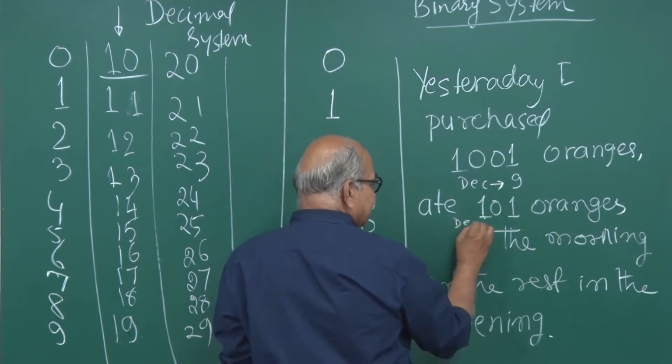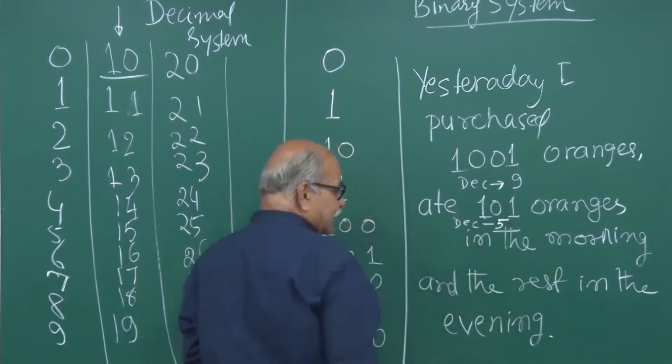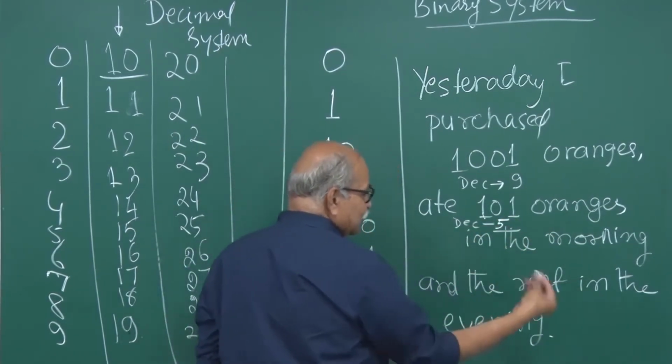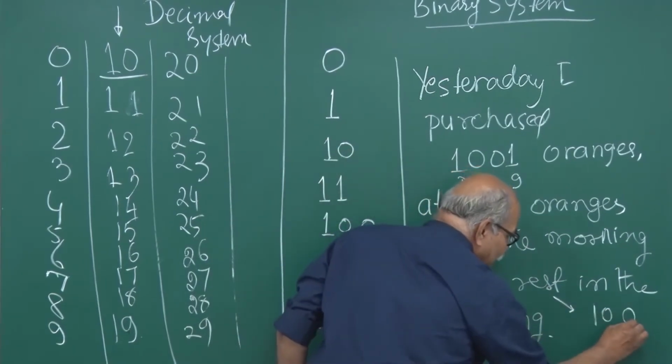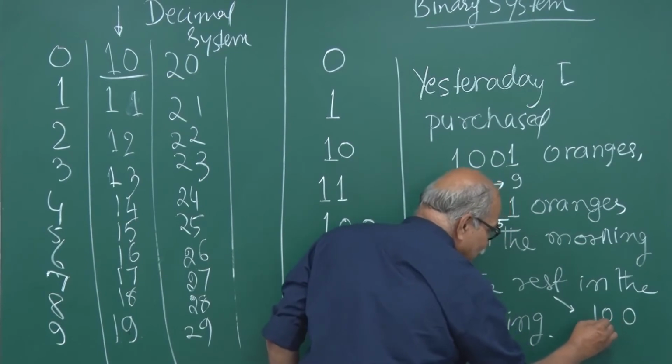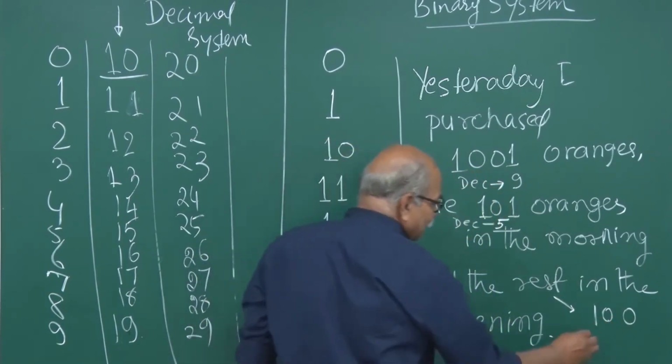So, I ate 5 of them here, and the rest is how many? What is rest? The rest is 100. 1 place, 2's place, 2 square's place. So, this is 4, decimal 4.